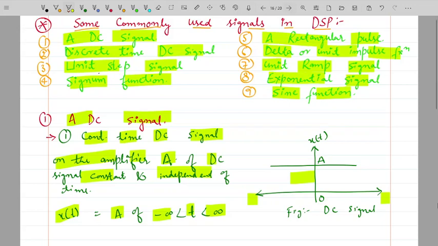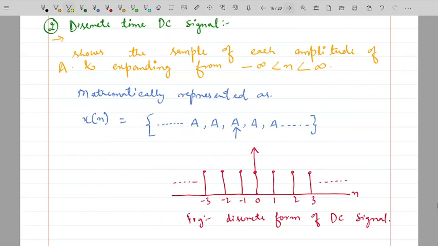Now the discrete time DC signal. What is the discrete time DC signal? Basically it is the discrete form of this signal, taking some intermediate values of this particular signal, which means we represent that continuous time signal in samples. These are the samples, like that.